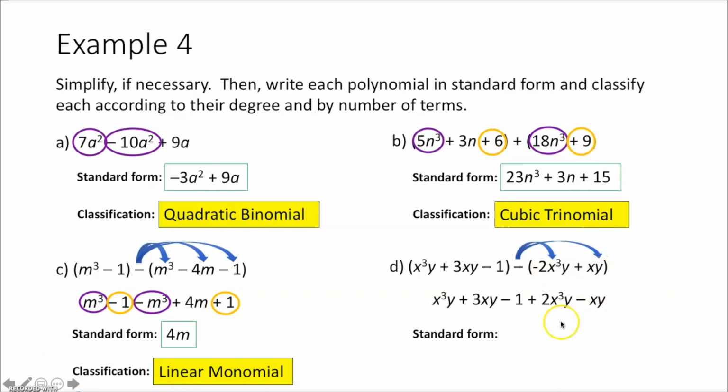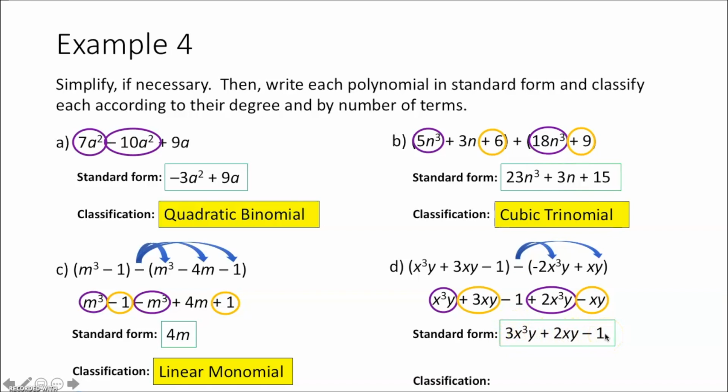So here, do we have any like terms? Yeah, we actually have this x cubed y and this 2x cubed y. We also have the 3xy and the negative xy because it's the same variables with the same degrees. Perfect. So let's go ahead and combine these two. What's x cubed y? 1x cubed y plus 2x cubed y. That's 3x cubed y. And then what is 3xy minus xy, or minus 1xy? That would be 2xy. And then this -1 we put on the end because in standard form we go from greatest degree to least degree.